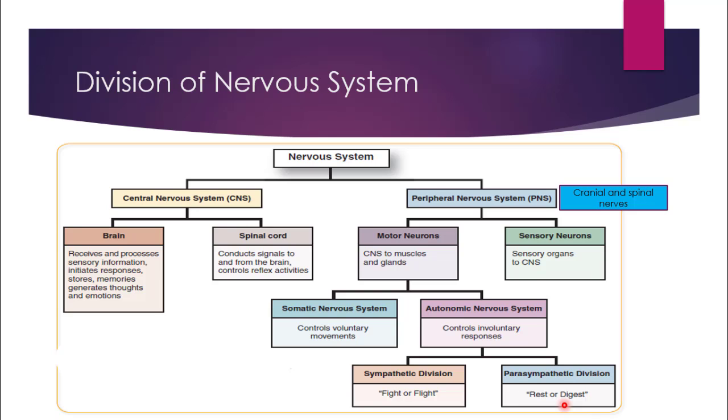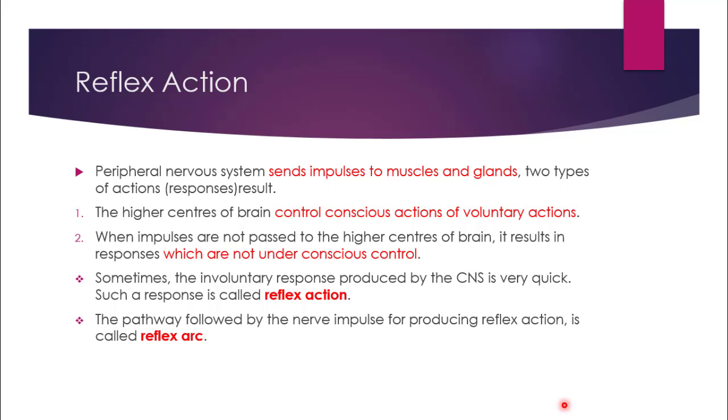Now we will discuss the last content of our topic, that is reflex action. The peripheral nervous system sends impulses to muscles and glands, as we have discussed above. Two types of action or responses result due to these impulses. Number one, the higher centers of the brain control the conscious actions or voluntary actions. Number two, when impulses are not passed to the higher centers of the brain, it results in responses which are not under our own control.